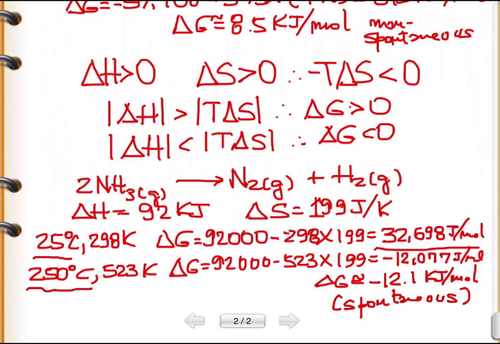So what is important is that when we have a situation like that, where delta H and delta S have the same sign, either both negative or both positive, the temperature of the reaction is very important. So I hope that's making it crystal clear now.